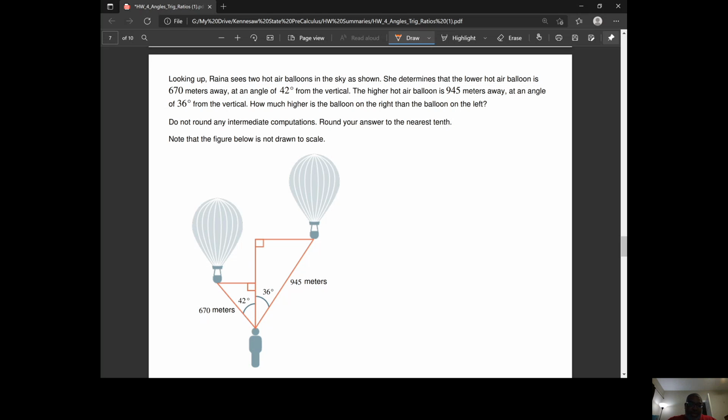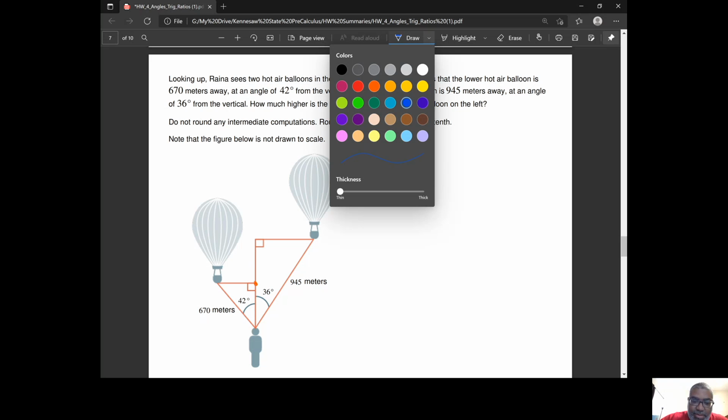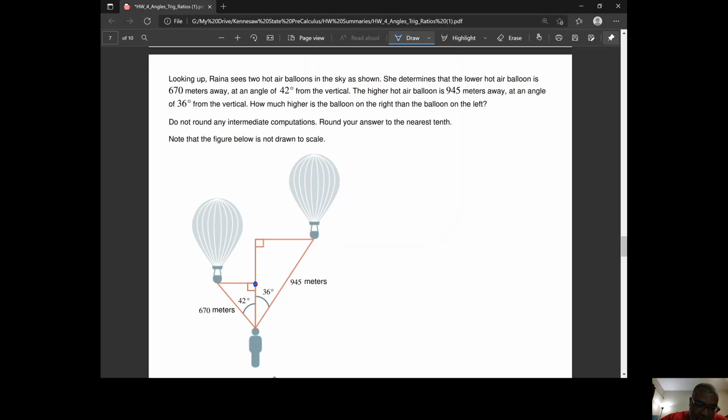So what we're trying to find is this side. I can label it. What I'm trying to find is this side, and then I'm really trying to find this little piece right here. I need to find the big length, the little length, and then subtract them. So we'll do the little length first. We can do either one first, really.